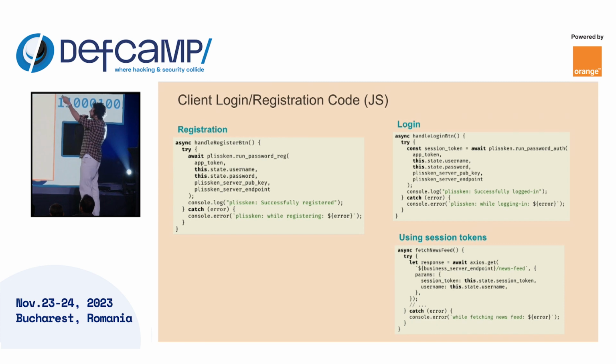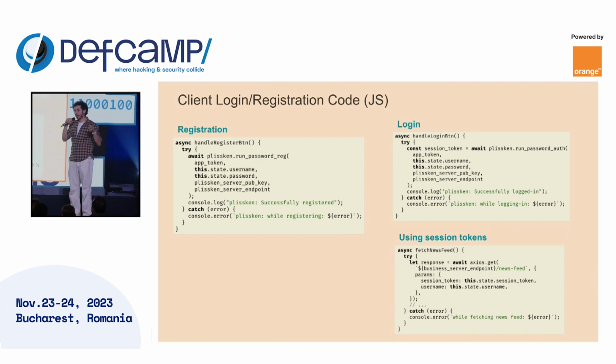The login is very similar. You would use pliskin.runPasswordAuth, and you can run it with the same username and password. The nice thing about it, and I had a demo about this that for some reason the demo gods refused to let me present today because the website just didn't work, was that the database was public. It was on GitHub. The database for this was public.